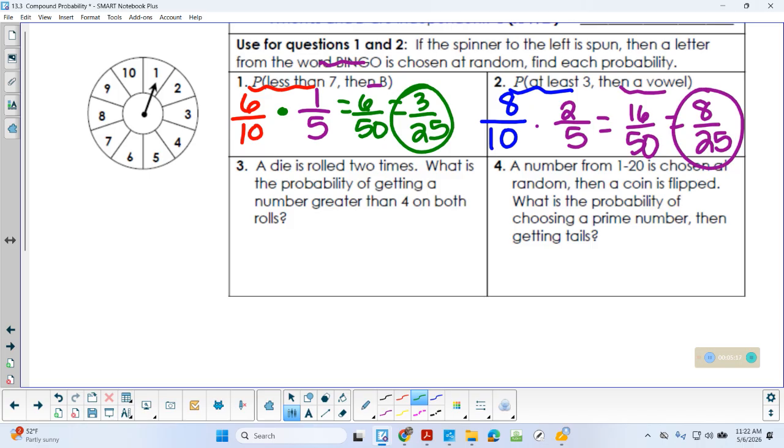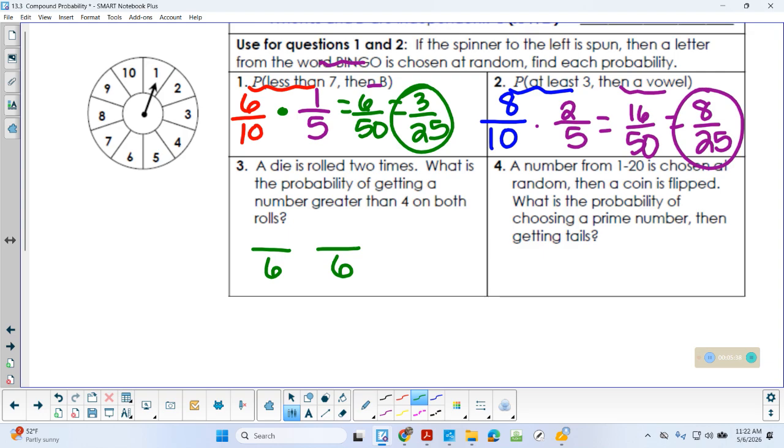A die is rolled 2 times. We just talked about this. How many different numbers, how many total outcomes are there on a die? 6. Now, it says we're rolling the die 2 times. So I know there's 6 for each roll here. What's the probability of getting a number greater than 4 on both rolls?